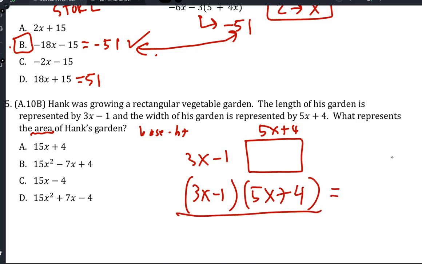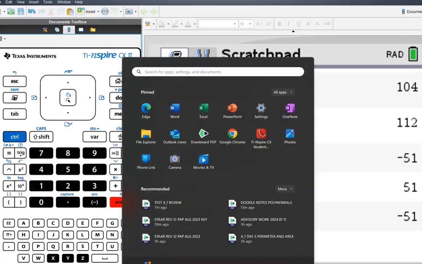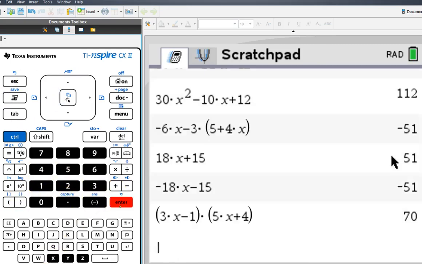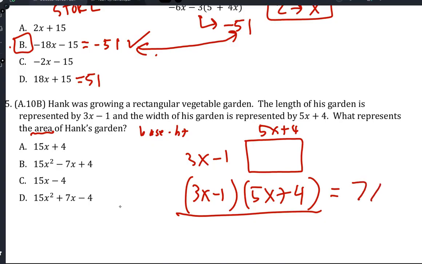So I'm going to type this into the calculator. So I've got parentheses 3x minus 1, close the parentheses, times, and then I got 5x plus 4, close the parentheses, hit enter, and it's going to be 70. So put equals 70. One of these is going to be stored to 70, okay? I know it's got to have 15x squared, and then negative 4 is going to be plus 7, so let's try D first, okay?